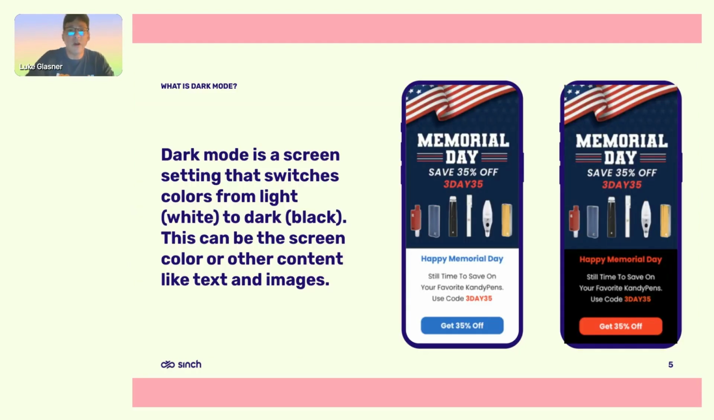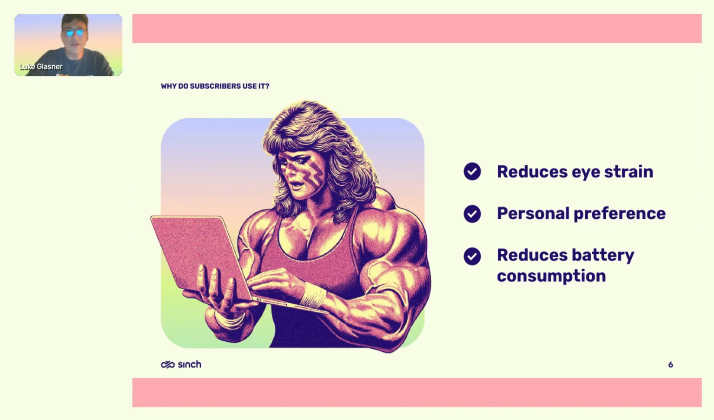So what is dark mode, you may ask? Dark mode is a screen setting that switches colors from light, typically a white background, to a dark background, typically black. You can see in my 2 Memorial Day emails here the difference between the light mode on the left and dark mode on the right. So you see that I controlled what the colors inverted to and the shade of black that I wanted. And you can do this with your own code. This works best on our favorite email client, Apple, because they support everything good.